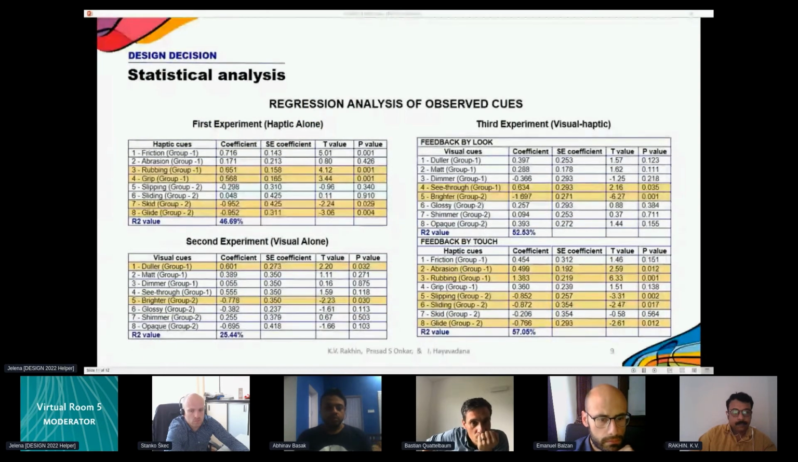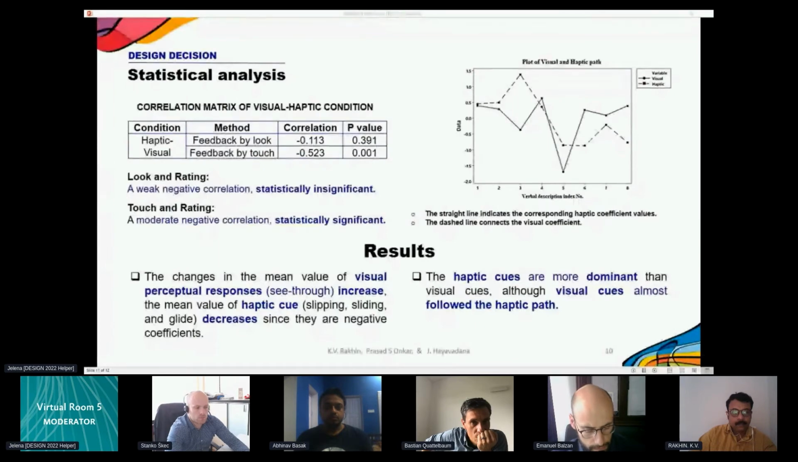Regression analysis shows that in the haptic solo task, both groups were significantly sensitive to slippery-grippy at 46.69% variation. In the visual task, 8 visual cues were observed, with about 25.44% of the variation in response by look. In the combined visual haptic task, the variation in feedback was about 52.53% by look and about 57.5% by touch. The visual haptic matrix shows that look and rating is a weak negative correlation. At the same time, touch and rating is moderately negative, but statistically significant at 95% confidence level.